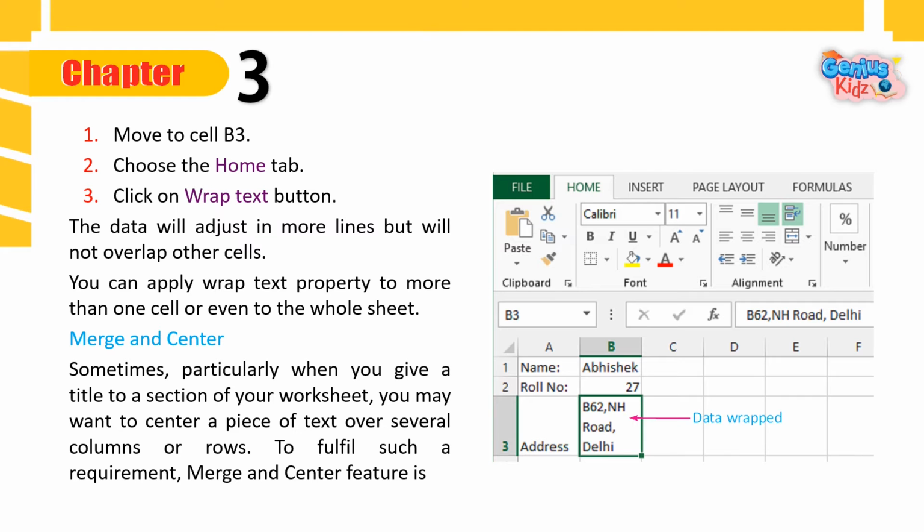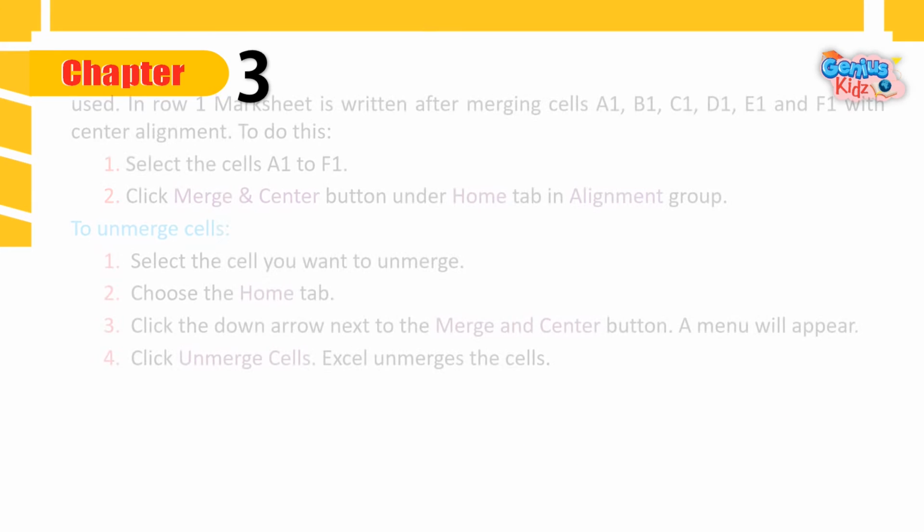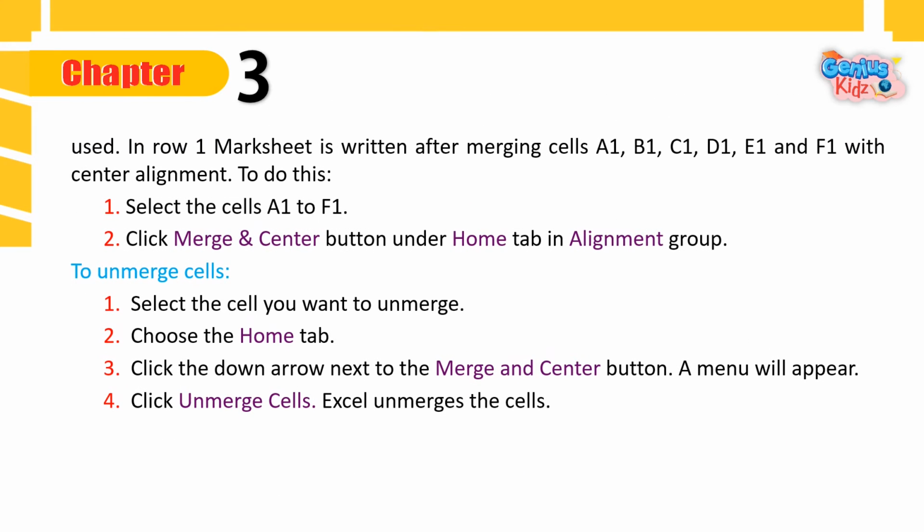Merge and center. Sometimes, particularly when you give a title to a section of your worksheet, you may want to center a piece of text over several columns or rows. To fulfill such a requirement, Merge and Center feature is used in row 1. Marksheet is written after merging cells A1, B1, C1, D1, E1 and F1 with center alignment. To do this, 1. Select the cells A1 to F1. 2. Click Merge and Center button under Home tab in Alignment group.